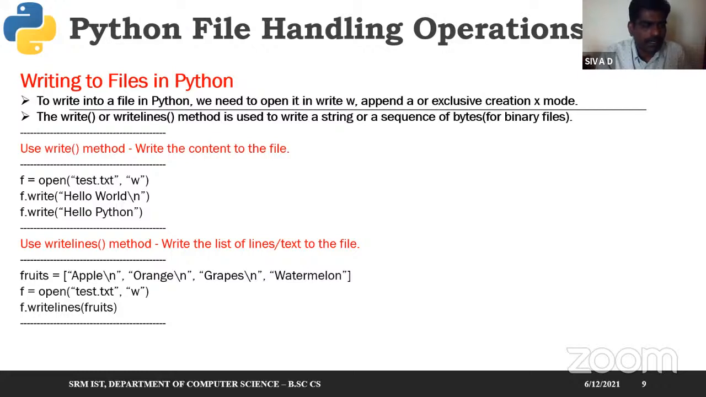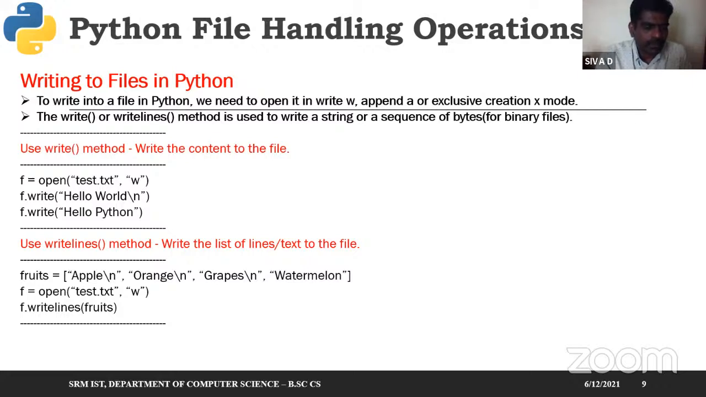For that purpose, Python provides another version of the write method called writelines. For example, I want to write a group of elements, a collection of elements, into the file test.txt. First, you have to mention the collection you are going to write to your file. For example, in this case, we are creating one collection, fruits. In that fruits, it contains apple, orange, grapes, and watermelon. Okay, so this is the collection that is created.